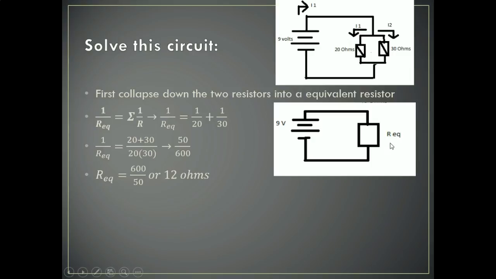So now we know this equivalent resistance is equal to 12 ohms. So these two together only have a resistance of 12. Now we use Ohm's law, V equals IR, and we want to solve for current, so we do V, the total voltage, over the equivalent resistance equals current. 9 over 12 equals 0.75 amps.